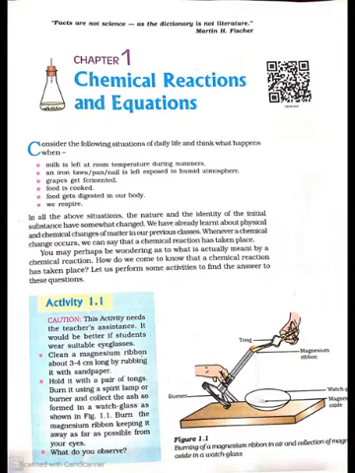In figure 1.7, silver chloride turns grey in sunlight to form silver metal. You will see that white silver chloride turns grey in sunlight. This is due to the decomposition of silver chloride into silver and chlorine by light. 2AgCl, on giving sunlight, is equal to 2Ag plus Cl2. This is equation 1.22.